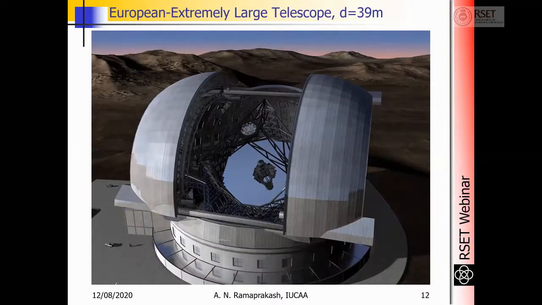This is an illustration of a 39-meter telescope, again going to come up in Chile, made of segments, but you can't see the individual segments except at the edges, which look jagged. Each of the segments is again 1.4 meters in diameter, and about 1,000 of them put together to form a 39-meter diameter telescope. It's called the European Extremely Large Telescope.